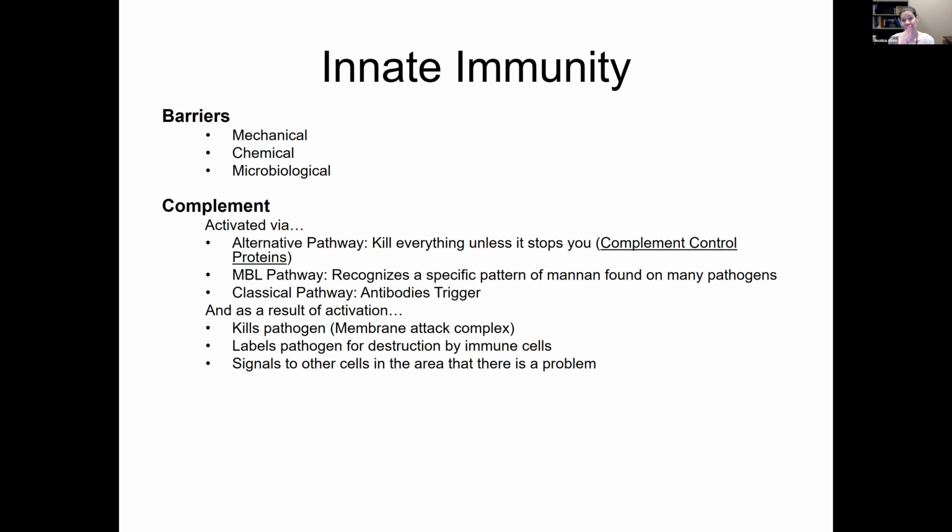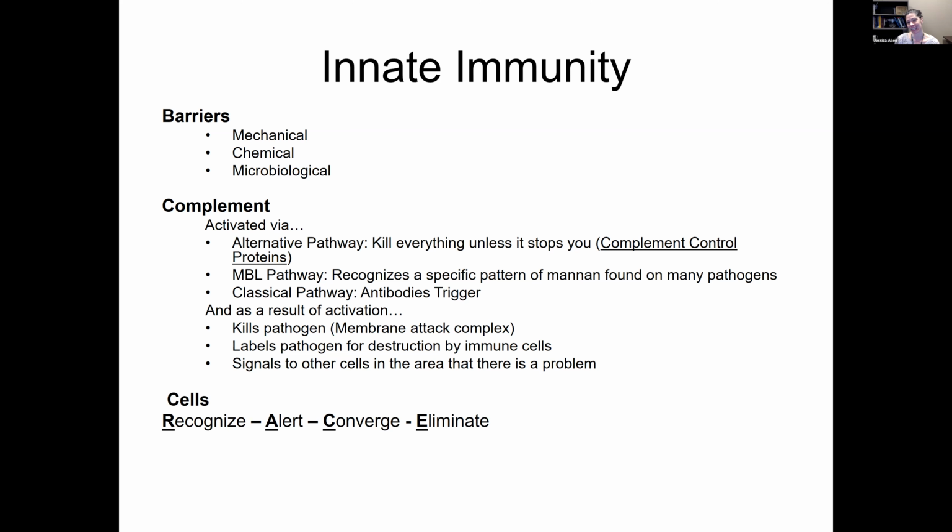And once they are activated, a whole bunch of different proteins come together and trigger and do a whole bunch of different things. But in the end, it does one of 3 things, or sometimes a combination of 3 things. It kills the pathogen by forming a membrane attack complex, a MAC. It labels the pathogen for destruction by other innate immune cells, and it signals to other cells in the area that there is a problem. So we've got our first 2/3.